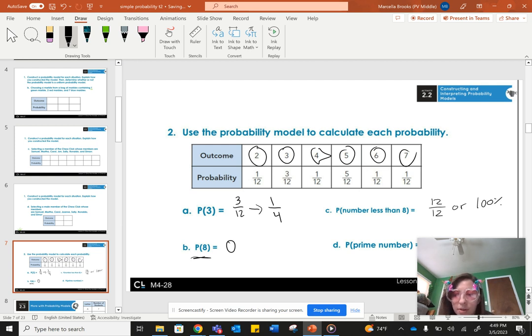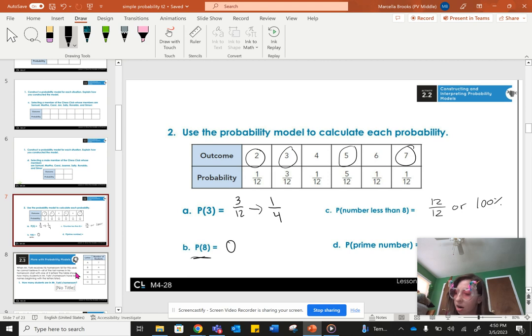And then what's the probability of picking a prime number? Remember, prime numbers are numbers that only have 2 factors, 1 and itself. So 2 is a prime number, 3 is a prime number, and 5 and 7 are prime numbers. So see if you can tell me what the probability of picking a prime number is. If you're not sure, you just need to add all those up. So what's 1/12 plus 3/12 plus 5/12 plus 1/12? Remember, when you add fractions, you don't need to add the denominators, just the top. Okay, great, thanks. All right, moving on to the next one.